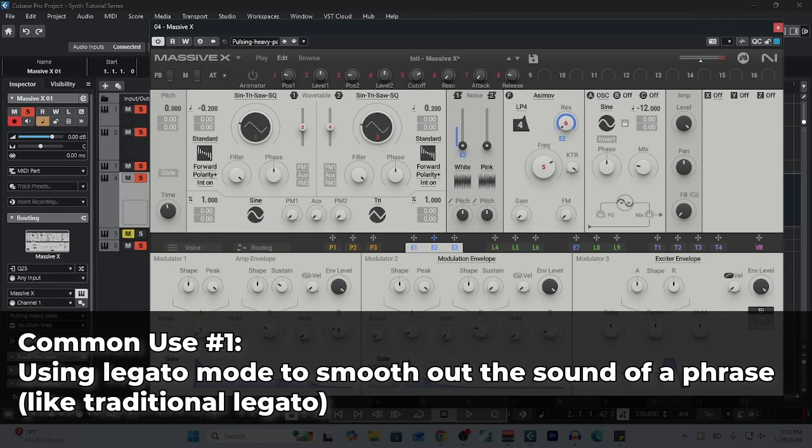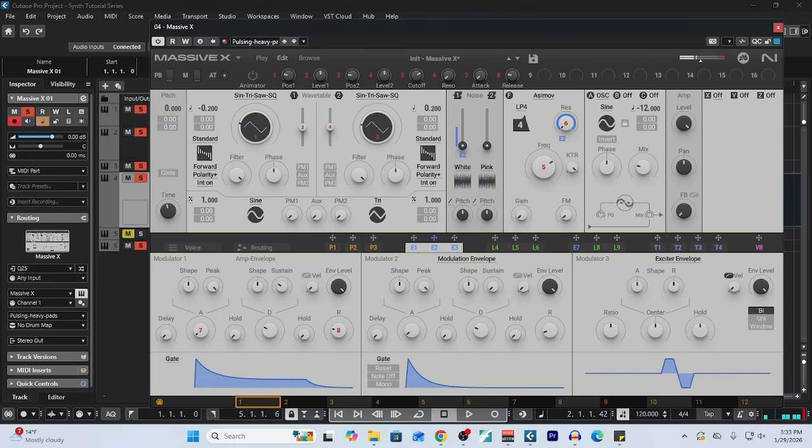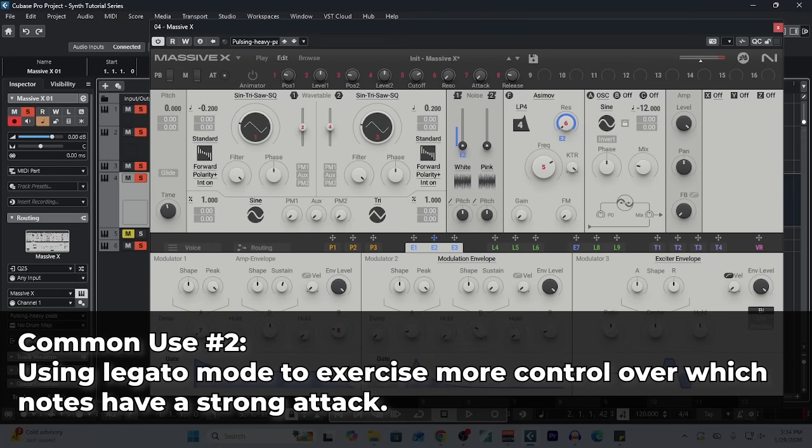Using legato mode on an amp envelope with a sharp attack and a moderate sustain can help give your melody a smoother sound, since the envelopes don't restart at the attack stage with each note. You can use legato mode with other similar setups to also exercise more control over which individual notes will have actual attack transients, which can be useful for leads where you want to accent certain notes, but not all of them.